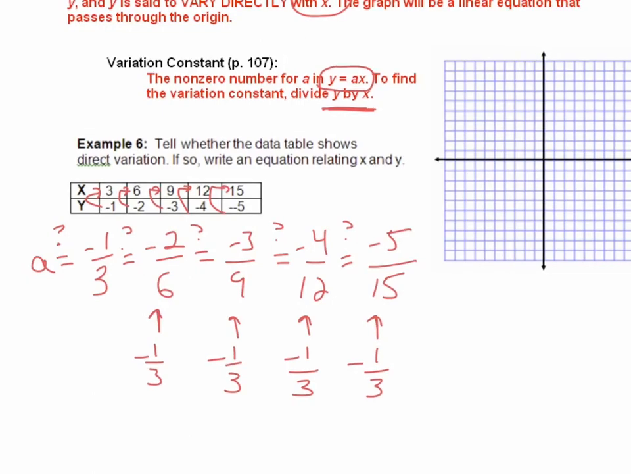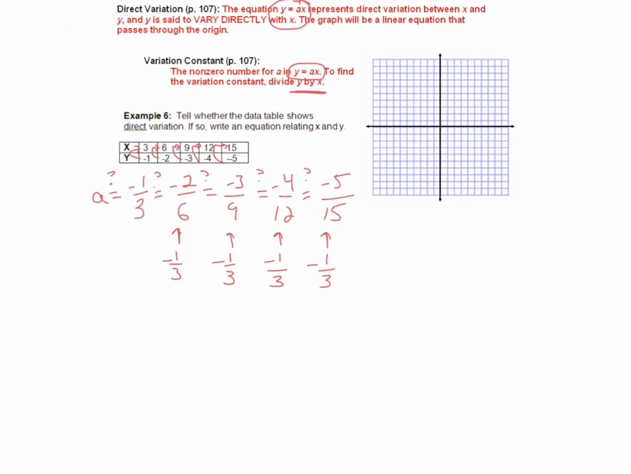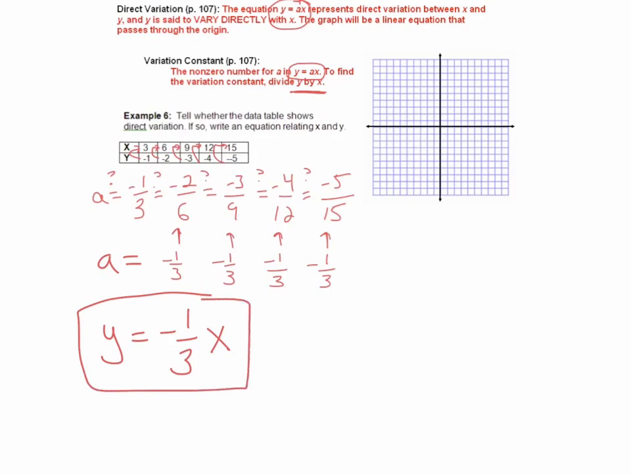So our a value is just negative 1/3. So I could use this now to write a direct variation equation. I just swap out my slope. Oops, that's not supposed to be an a there, that's supposed to be an x. So it's y equals negative 1/3 x as my equation. That's this part of the problem right here: write an equation that relates x and y. So I had to write my equation of the form y equals ax. That's what I did there.